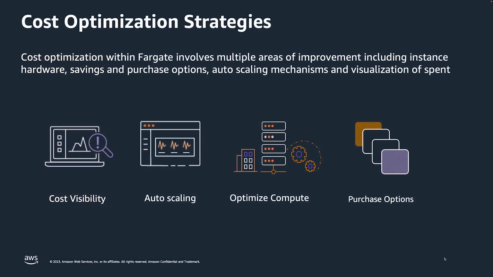So with cost optimization strategies, there's a few things that we need to look at. We need to first know what we are spending so we can optimize it. We can then look at optimizing auto scaling, so just scale your ECS tasks out when you need them. We can then optimize compute, so look at the size and also the architecture of the CPU. And then we can have a look at different purchase options like Spot Instances and whatnot.